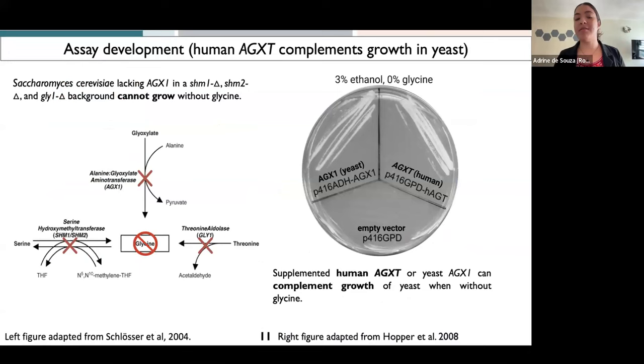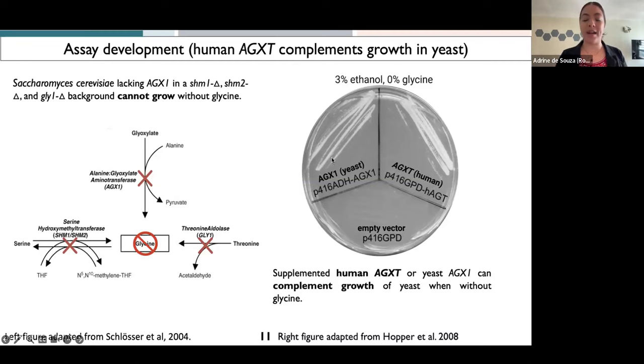So here we are taking advantage of a yeast complementation assay to really test human variants. Our collaborators engineered this yeast that lacks 4 different genes that are important for glycine metabolism. So this yeast cannot make glycine, and AGX1 is the yeast ortholog responsible for glycine. And if we add this yeast strain onto a plate that doesn't have glycine, here shown as the empty vector, this yeast cannot make glycine, thus cannot grow, so they die.